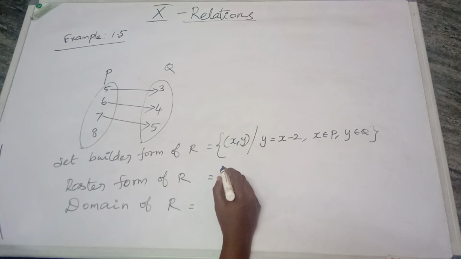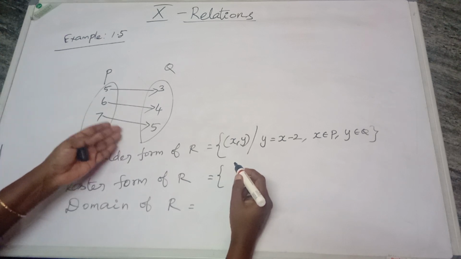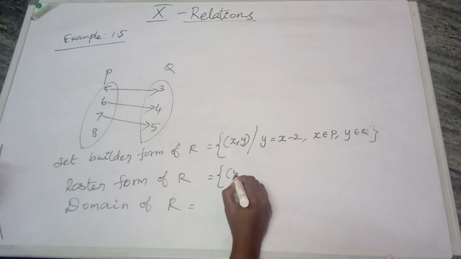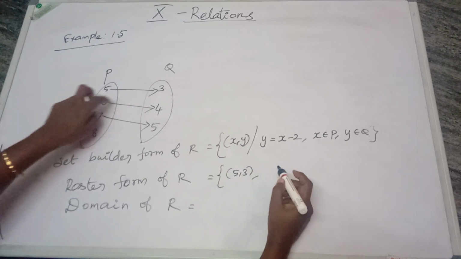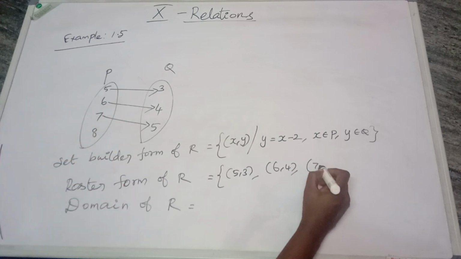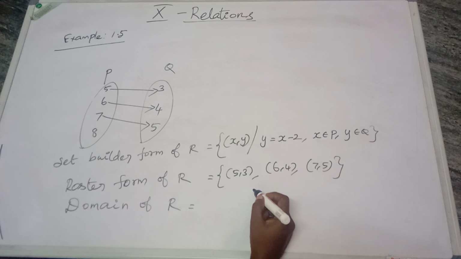Then the roster form. Roster form means you write the elements directly inside the set notation. So how do we write this? Here they have already given the arrow diagram, so we can easily write it. 5 is related to 3, so (5, 3). 6 is related to 4, so (6, 4). 7 is related to 5, so (7, 5). That's all. This is our roster form of R.